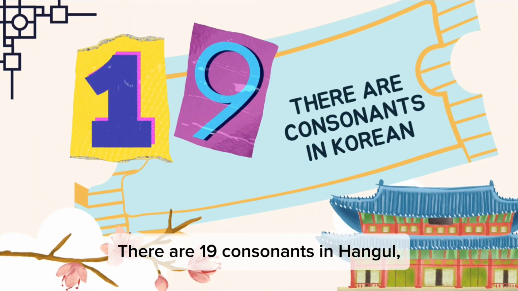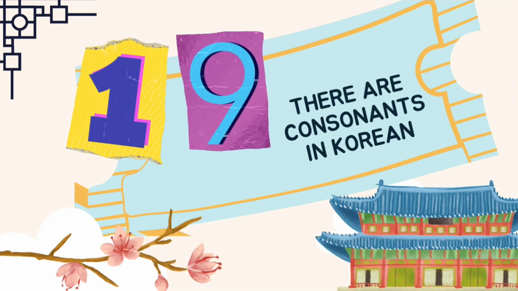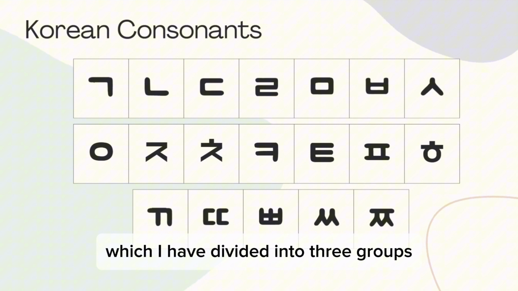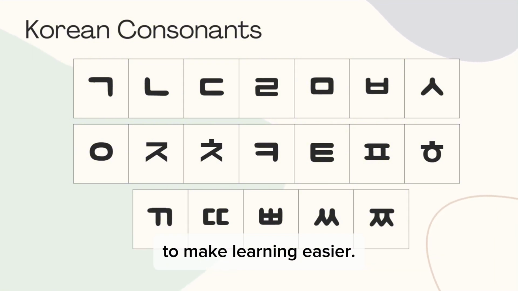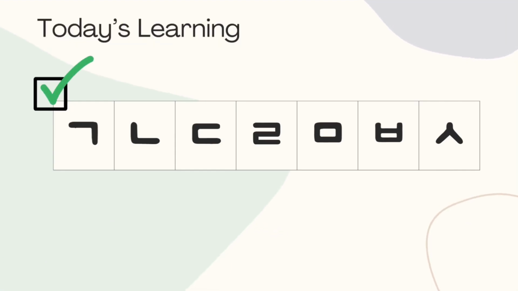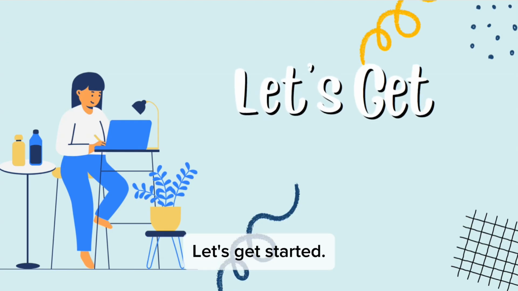There are 19 consonants in Hangul, which I have divided into 3 groups to make learning easier. In this video, we'll focus on the first group. Let's get started.